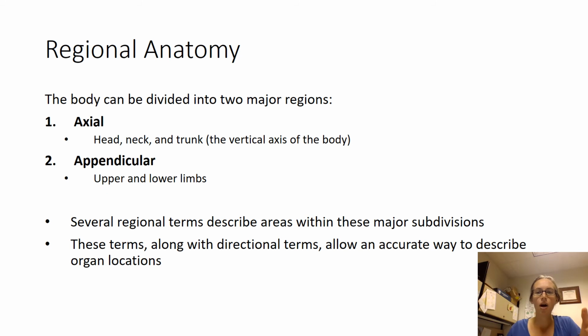Okay, so muscles of the hand and bones of the hand are going to be part of the appendicular skeleton or part of appendicular muscles, versus the muscles and the bones of the face are going to be part of the axial skeleton and axial muscles.